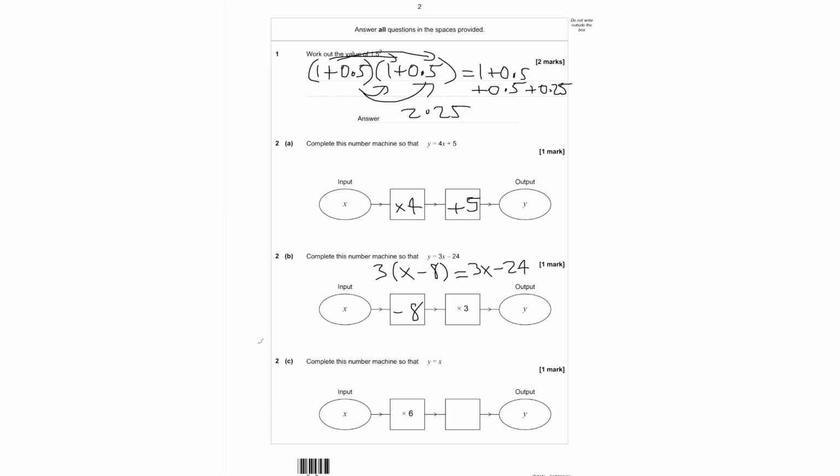Lastly, complete this number machine so that y equals x. Well, if we multiply x by 6, then for x to equal y, we have to immediately divide by 6.